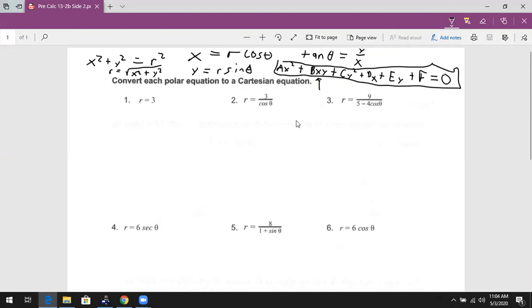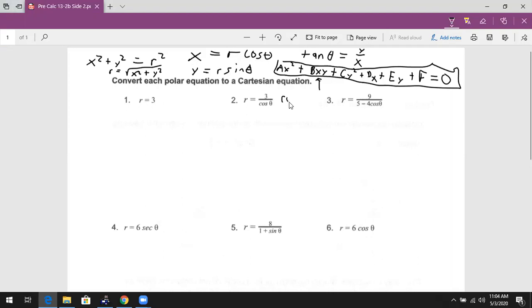All right, number 2, r equals 3 cosine theta. Now, I can easily substitute into this r a squared x squared plus y squared. The trouble is I can't substitute in for cosine theta. I can substitute in for r cosine theta. R cosine theta is x, but I can't make a substitution for simply just the cosine of theta.